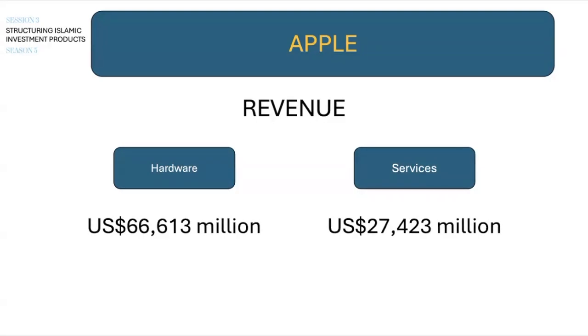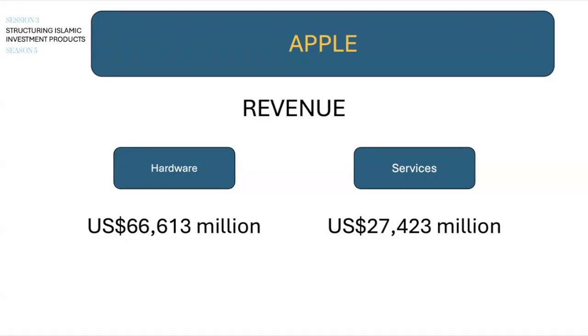In the last financial reporting of Apple, their 10K filing with the SEC in the United States of America, there were two figures they mentioned under their revenue or sales. Hardware produced 66.6 billion US dollars in revenue, i.e., sale of iPhones, MacBook, and accessories, etc. All these products we are aware of. Services contributed 27.4 billion US dollars to the revenue of Apple.